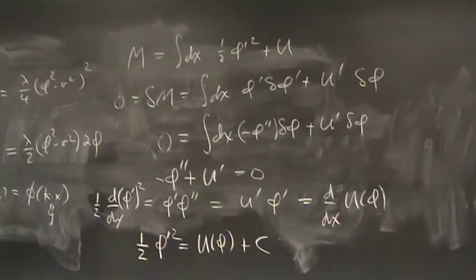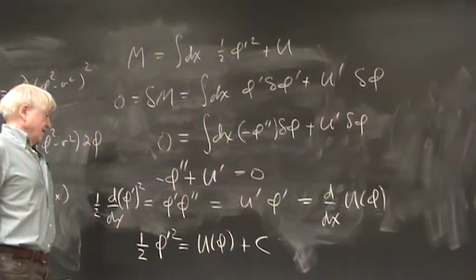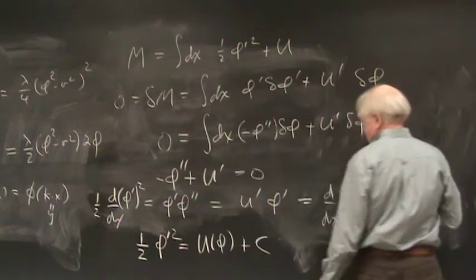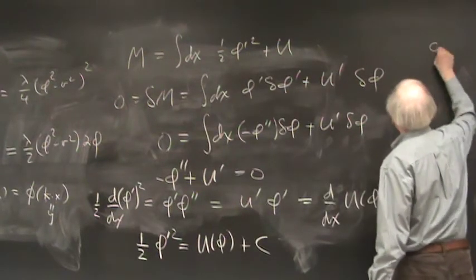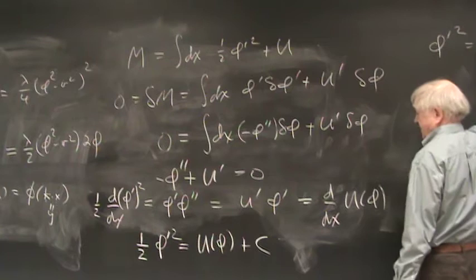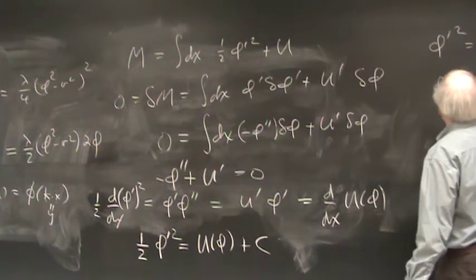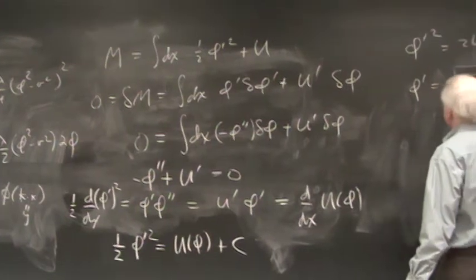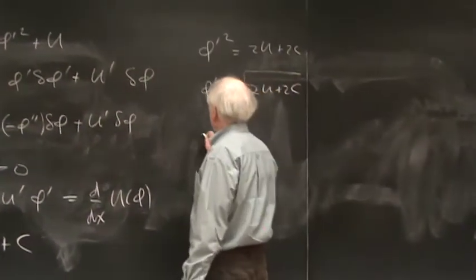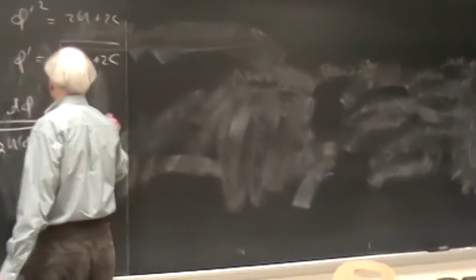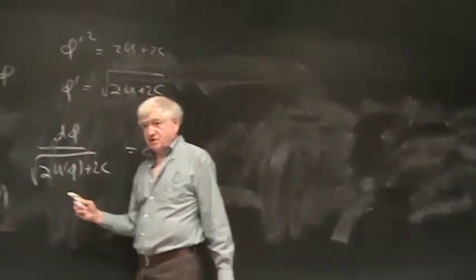So now we've reduced it to a first order differential equation. It's still nonlinear, but this is the sort of thing that calculus allows us to solve. Phi prime squared is then 2u plus 2c. Phi prime is the square root of 2u plus 2c. And so now we can write this as d phi over the square root of 2 u of phi plus 2c is equal to dx. And so we just have to do this integral.